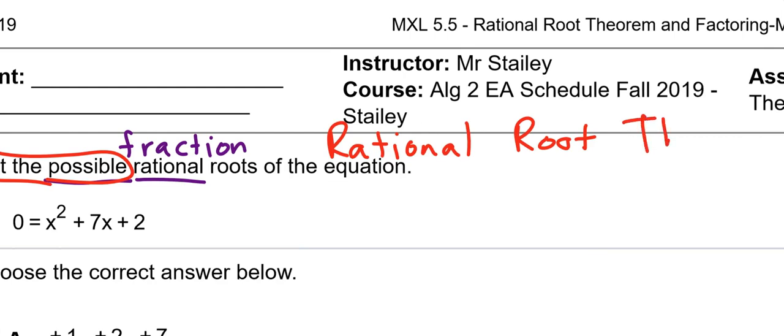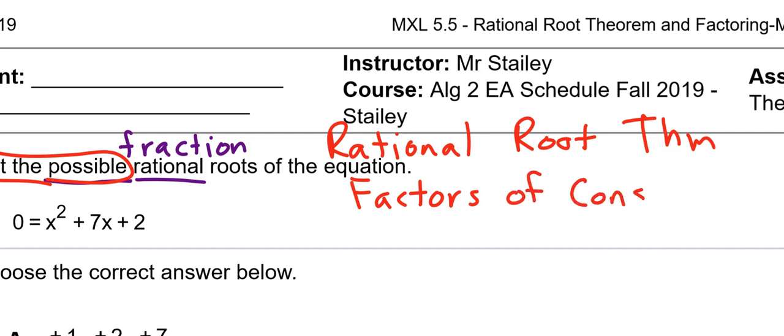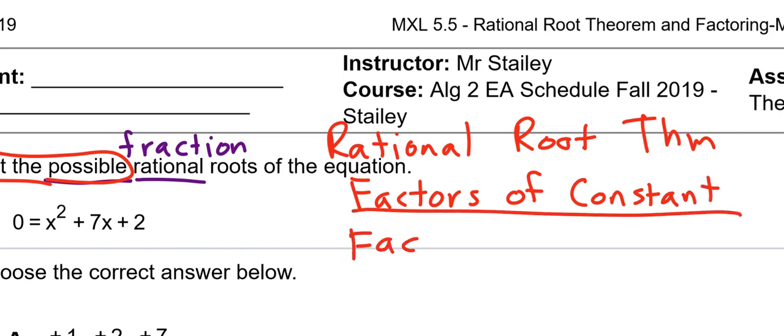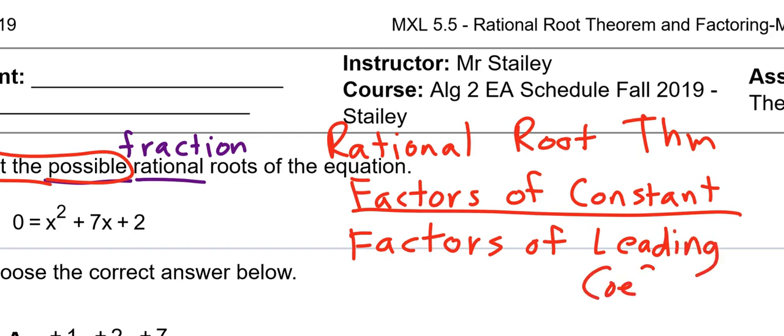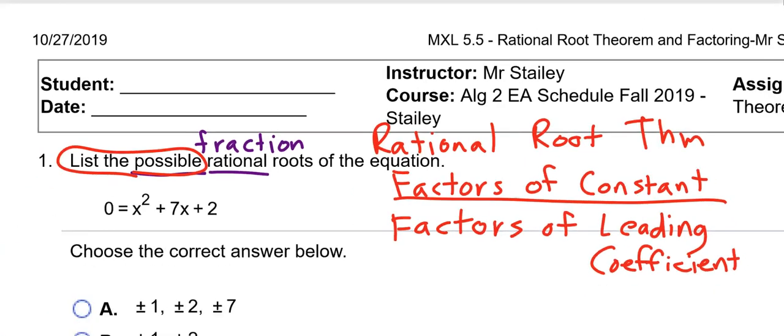We'll abbreviate theorem THM. Now, the rational root theorem says that we need the factors of the constant divided by the factors of the leading coefficient. Factors of the constant divided by factors of the leading coefficient.